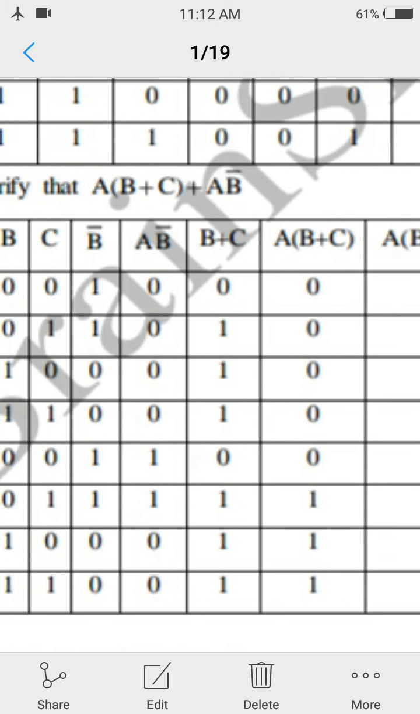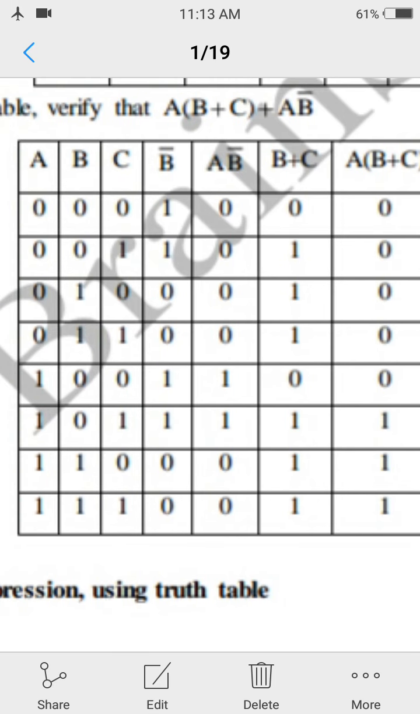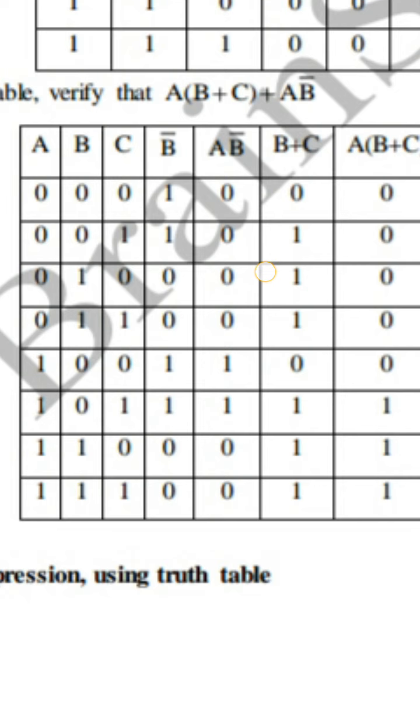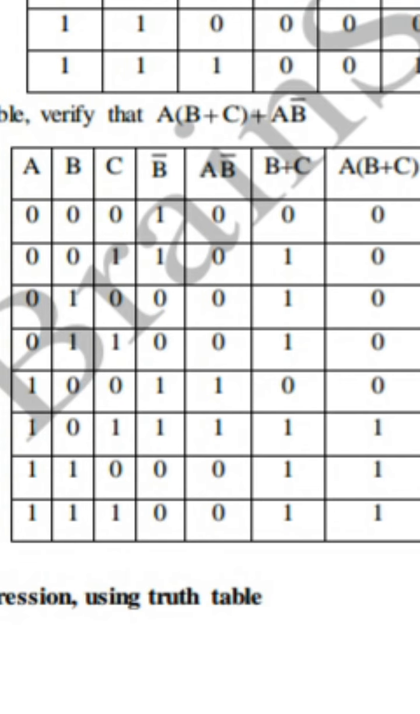Then we have to evaluate this A braces B plus C. Since we know the value of B plus C means B or C, what we have to calculate now is A and B or C. So what is the value of A and B or C? The B or C we know in this column, the sixth column, where we have evaluated the value of B or C. Now what we have to do? We have to do the AND operation upon A and B or C. So A is 0, B or C is 0, the result will be 0.